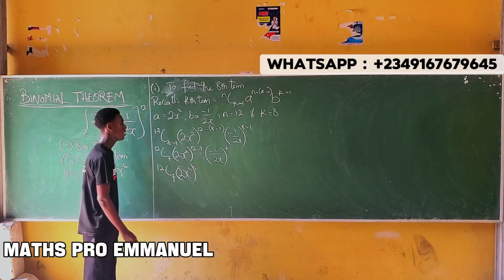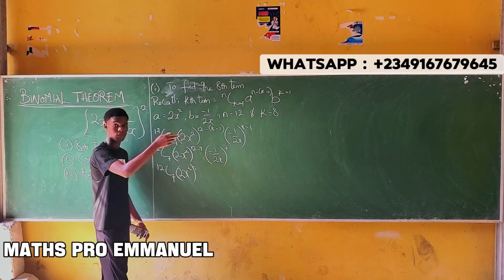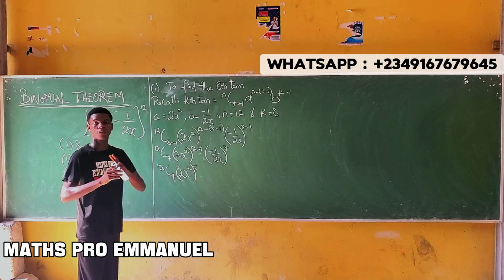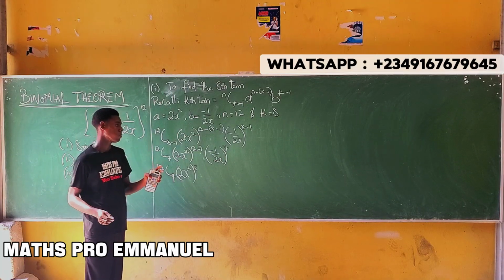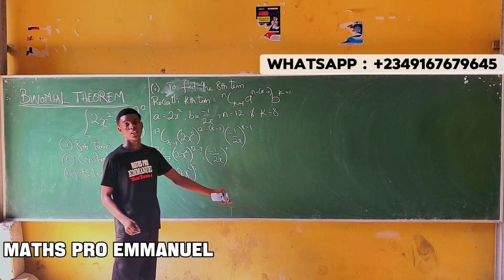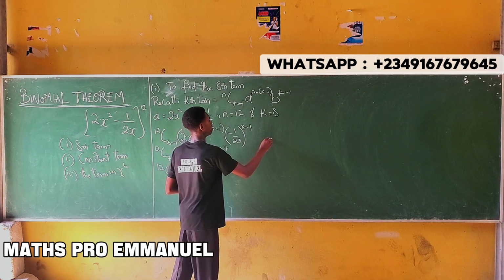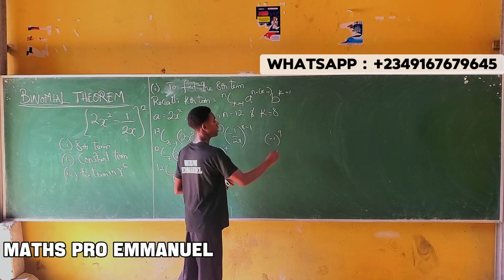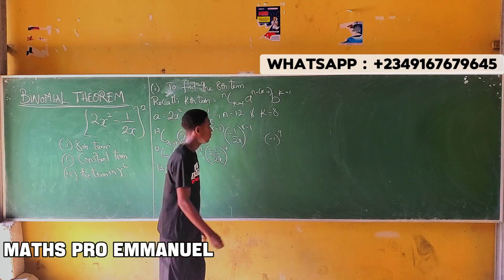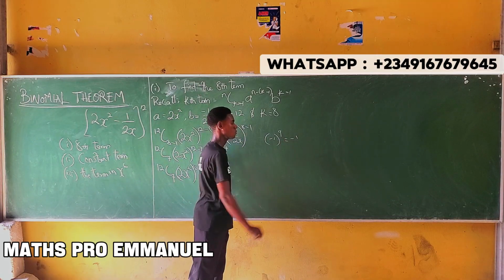Now, to simplify this, I'll have −1 raised to the power of 7 first. −1 raised to the power of 7 is obviously −1, and let me explain that. When you have an odd number as the index and you're having −1, let's say you have to find −1 raised to the power of 9, this is an odd number. Don't stress yourself, your answer is just −1.